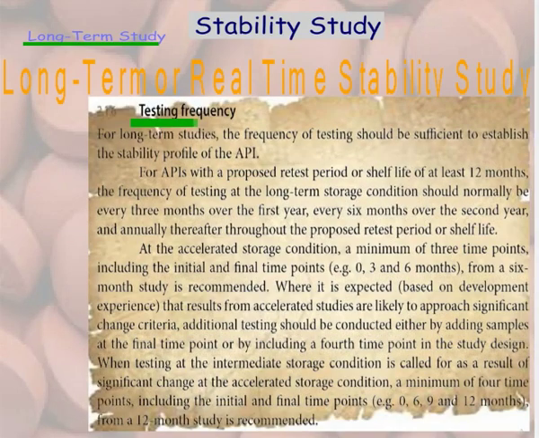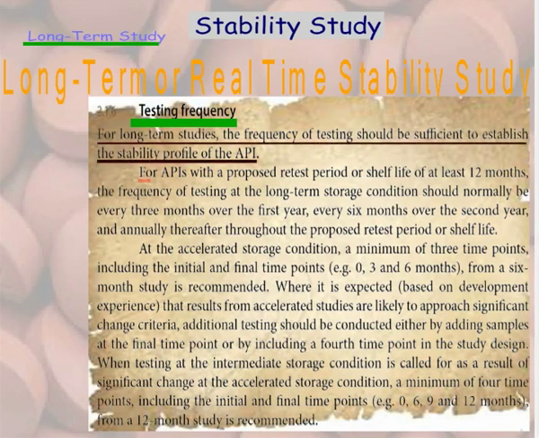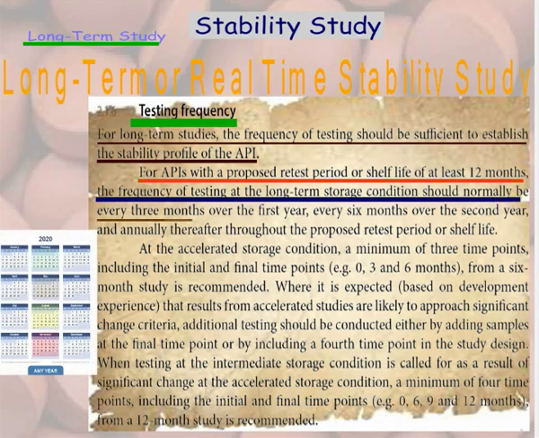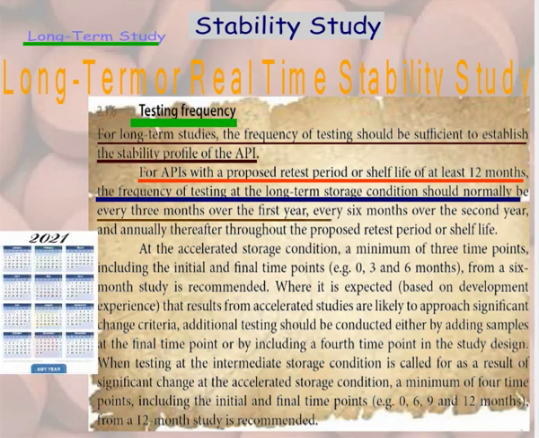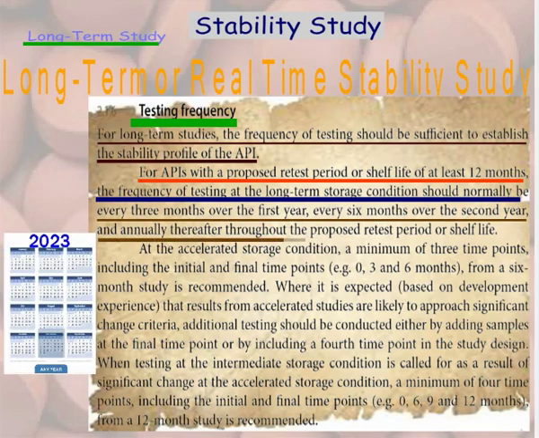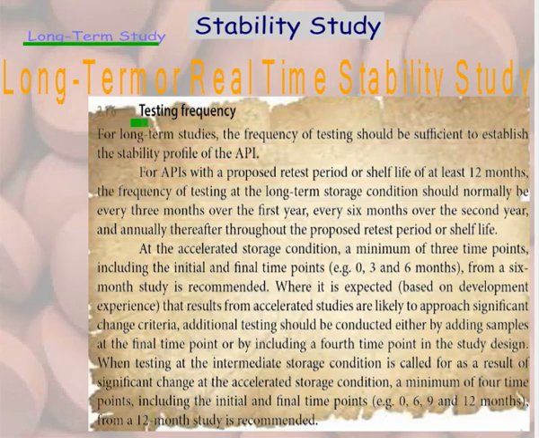For long-term studies, the frequency of testing should be sufficient to establish the stability profile of the API, or you can say formulation product. For API with the proposed retest period or shelf life of at least 12 months, the frequency of testing at the long-term storage condition should normally be every 3 months over the first year, every 6 months over the second year, and annually thereafter through the proposed retest period or shelf life.